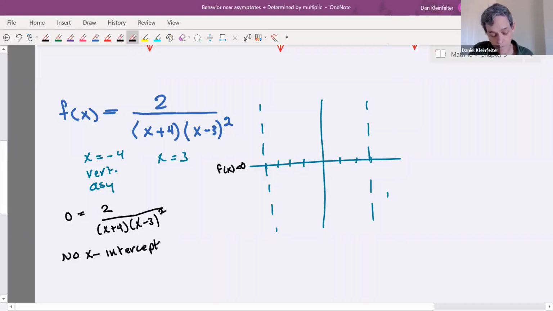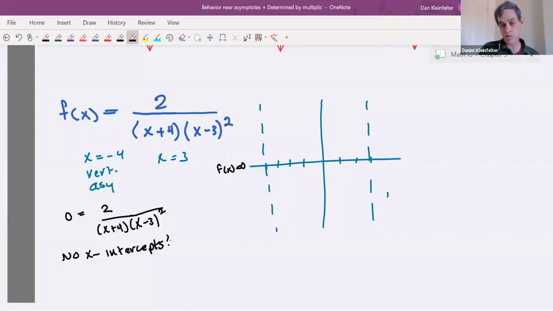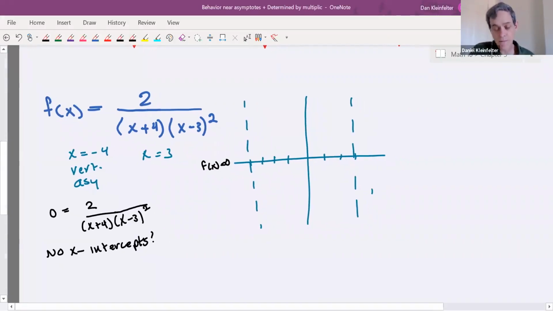Okay. So it has no x-intercepts. That's going to help us actually, because once we've decided whether the function is positive or negative on one side of the two vertical asymptotes or the other, then we know basically the whole rest of the graph. So what I would do is just start with a particular value. One of the values that you can use would be the y-intercept, right? Because we're going to eventually need the y-intercept too.